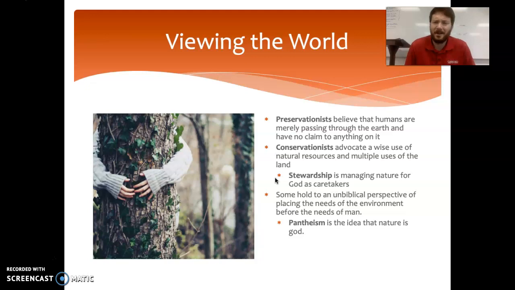There is no Mother Nature. The earth is not a mom taking care of all of us. God is taking care of all of us. So pantheists believe that nature is God, that nature is something to be worshipped and something to be one with, as you see my picture of a tree hugger on the left.